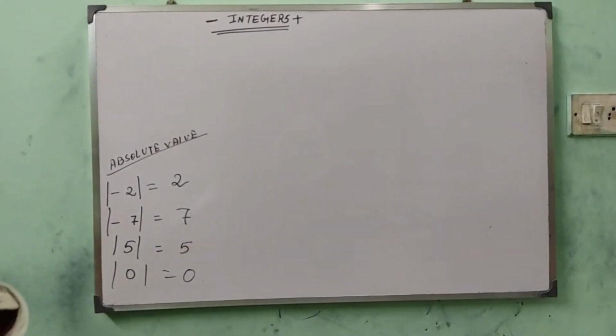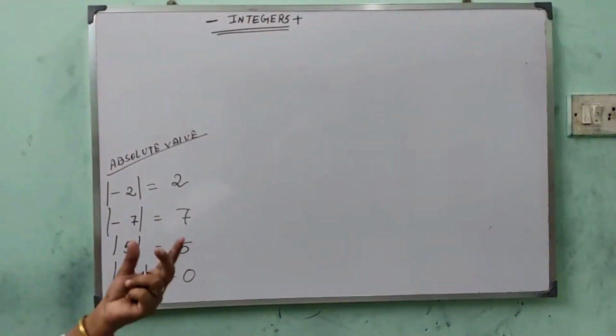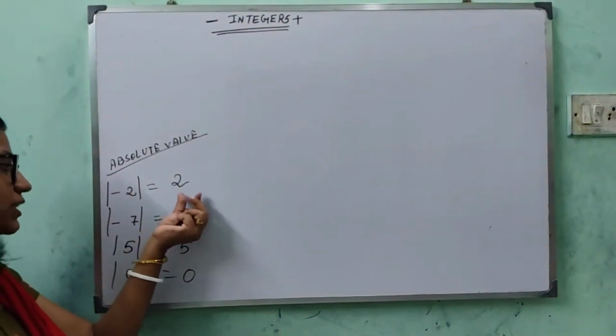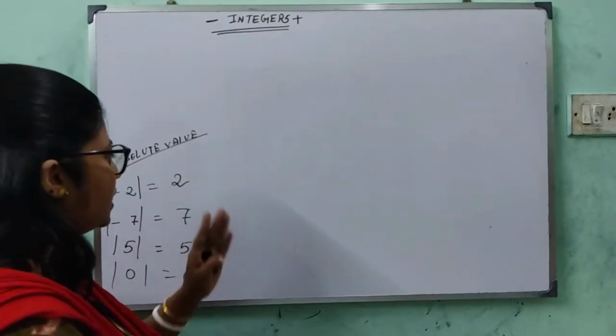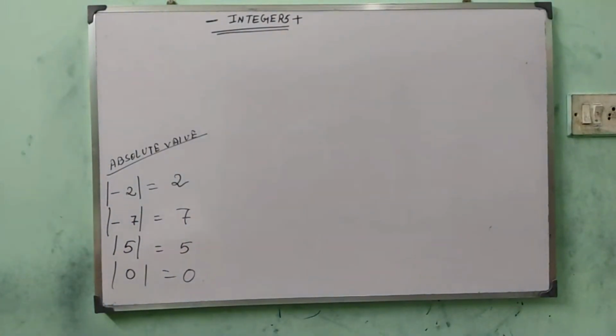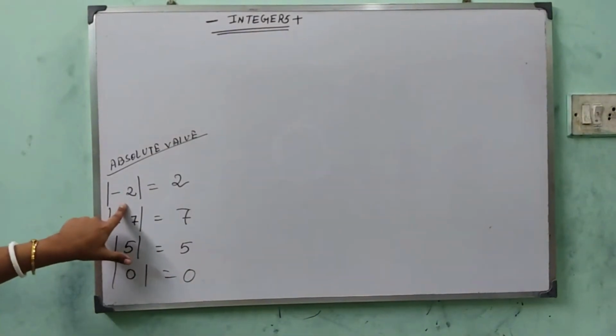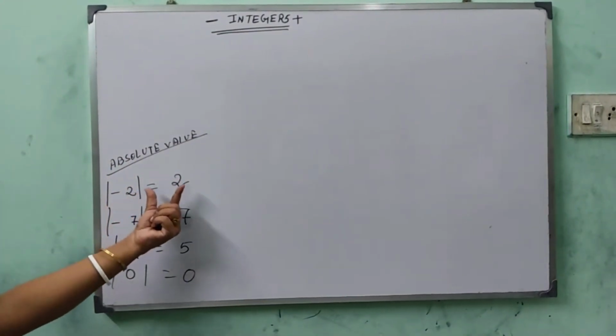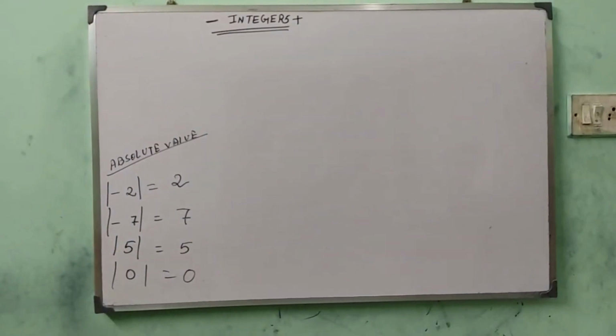So remember that the absolute value of an integer, what is it? The absolute value of an integer is the numerical value of the integer regardless of its sign. No sign, just the number with the numerical value. So the absolute value of minus 2, what is the absolute value of this? That is equal to 2. Absolute value of minus 7 is equal to just 7. Absolute value of 5 is just 5, and absolute value of 0 is 0.